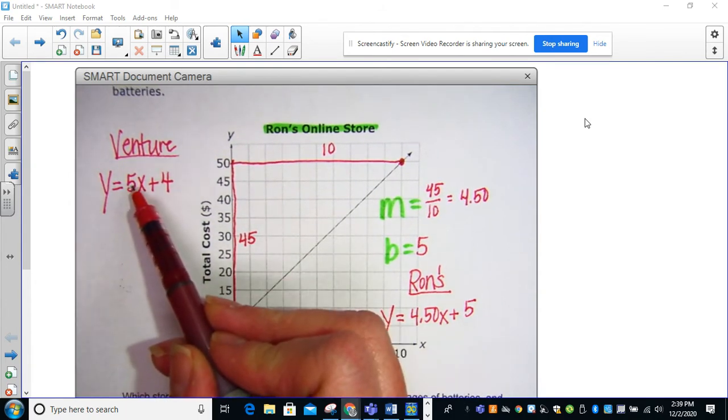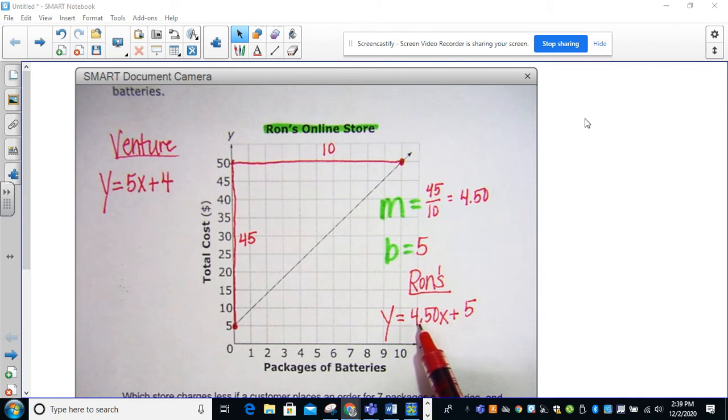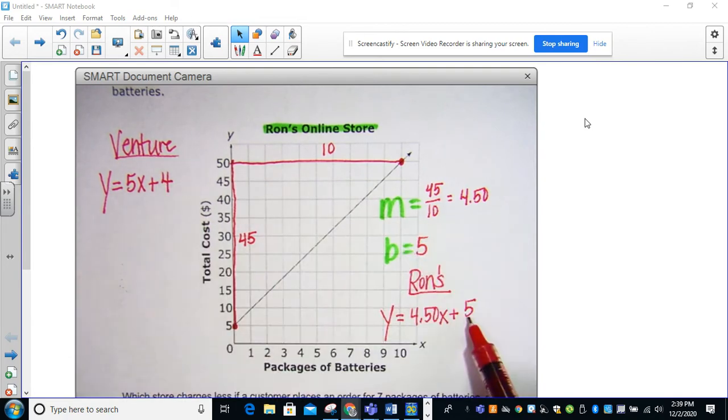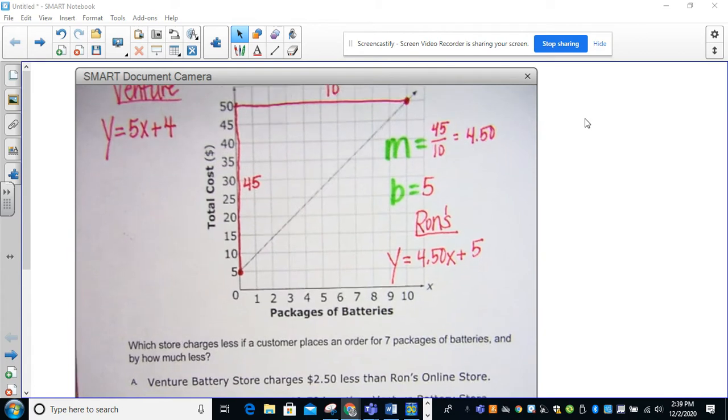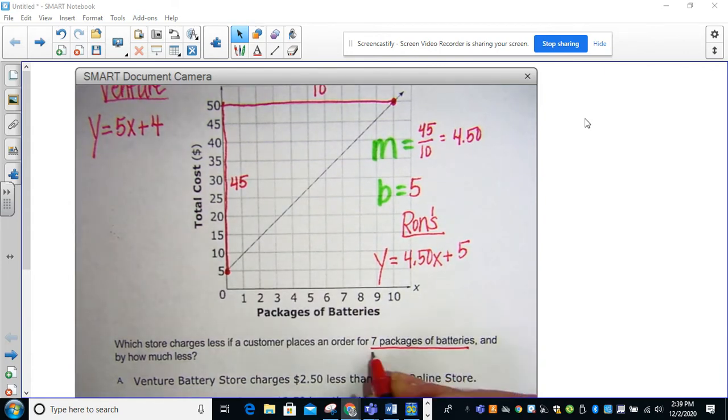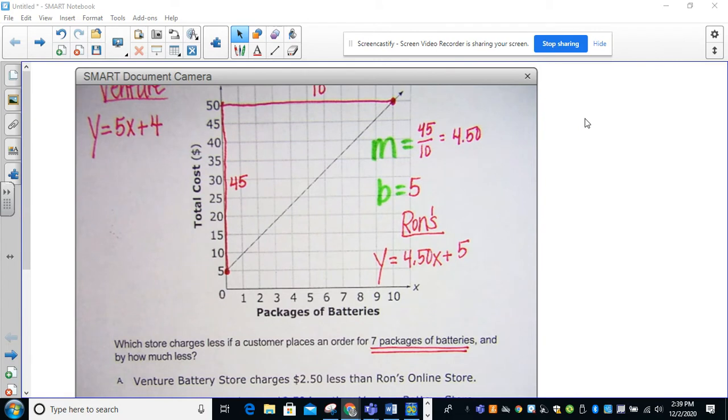So if we're comparing these, let's just look at them for a second. Venture charges $5 per package, and Ron's only charges $4.50 per package. But Venture charges less for shipping, and Ron's charges $5 or more. So let's look at the question. Which store charges less if a customer places an order of 7 packages of batteries, and by how much? Okay, so how much less?